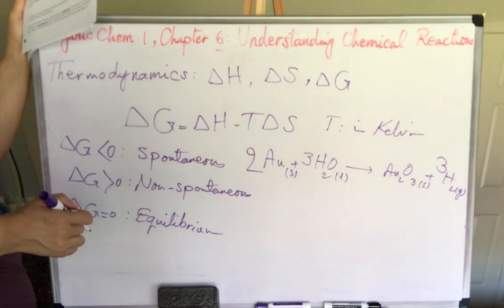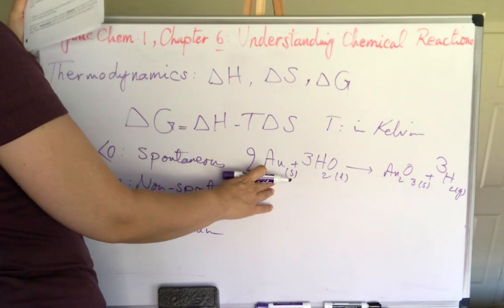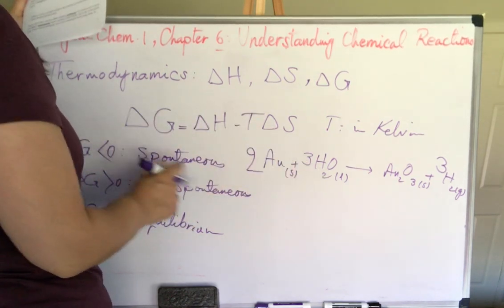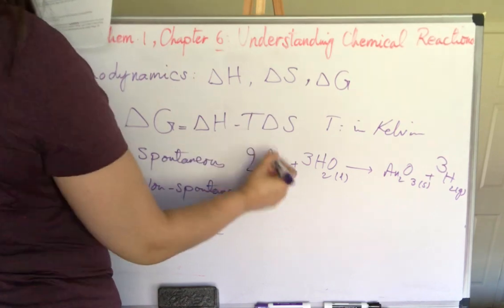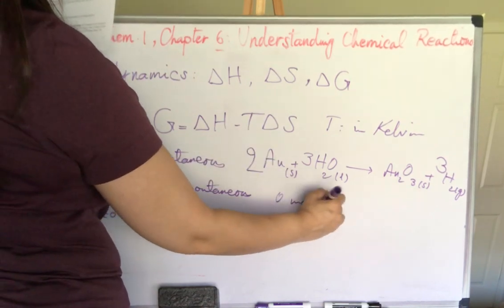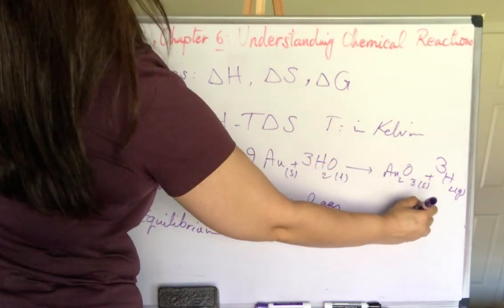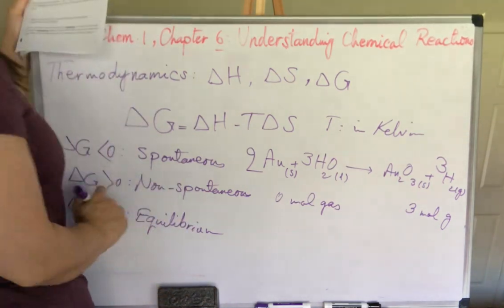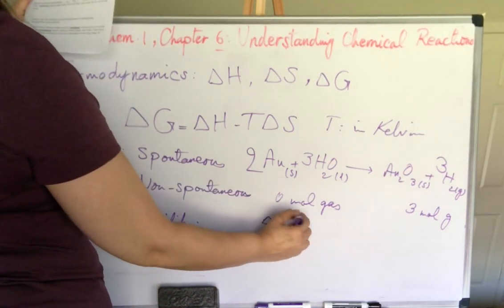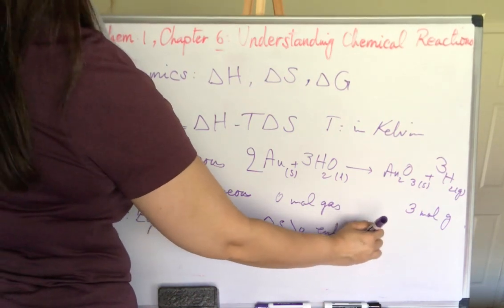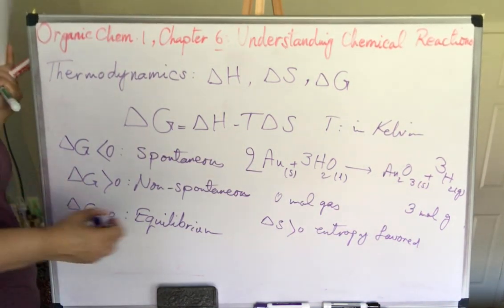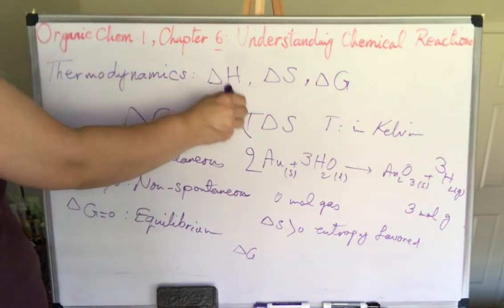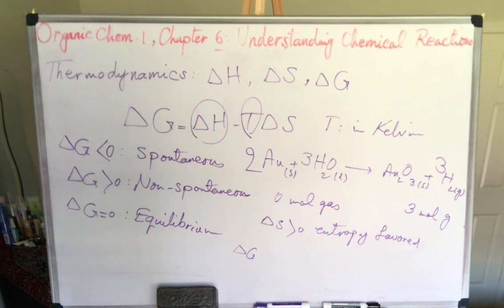If we consider the reaction between solid gold and liquid water, the reaction will go from 0 moles of gas to 3 moles of gas. So let's imagine it happens. 0 moles of gas, and here 3 moles of gas. So its delta S is positive, it is entropy favored. But answering whether the reaction is spontaneous or not depends on the temperature and the value for delta H. So it's not that easy to answer.